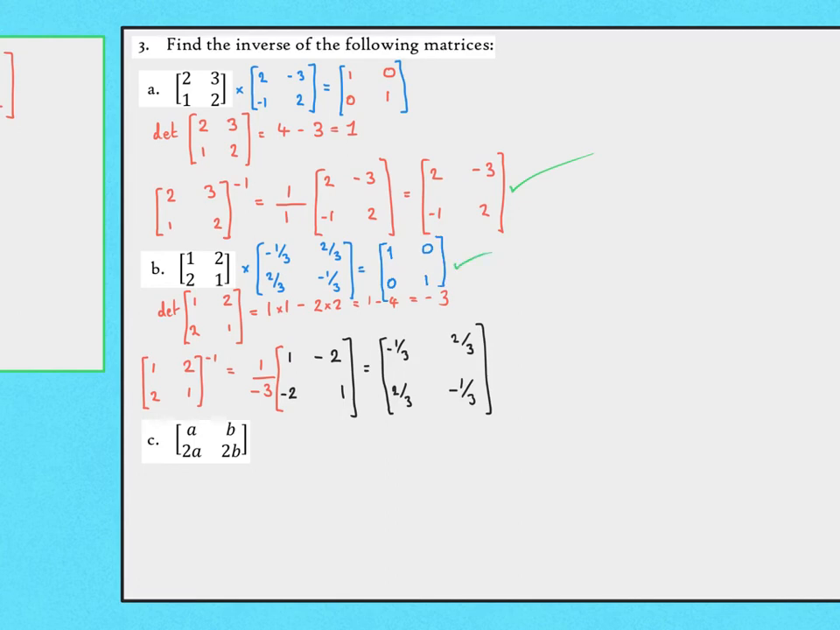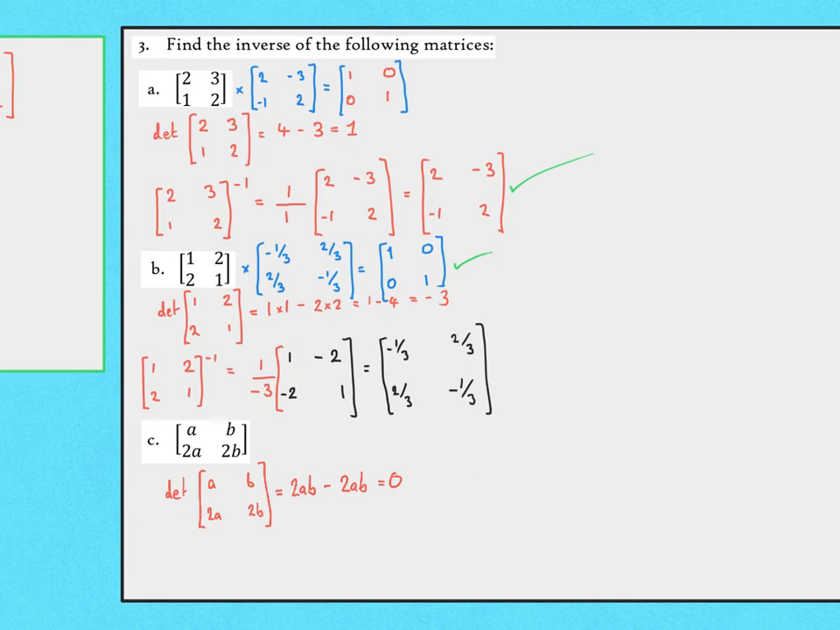The final case, we haven't got any numbers in here. We've just got a, b, and 2a and 2b. So the first stage, remember, find the determinant. So the determinant of a, b, 2a, 2b is just going to be equal to 2ab minus 2ab, which is equal to 0. Now we can't divide through by 0, so in this case the inverse doesn't exist.